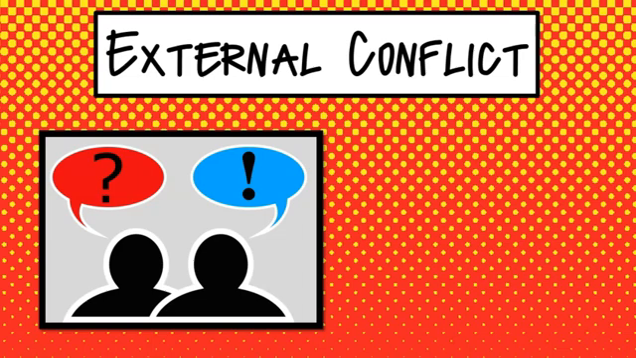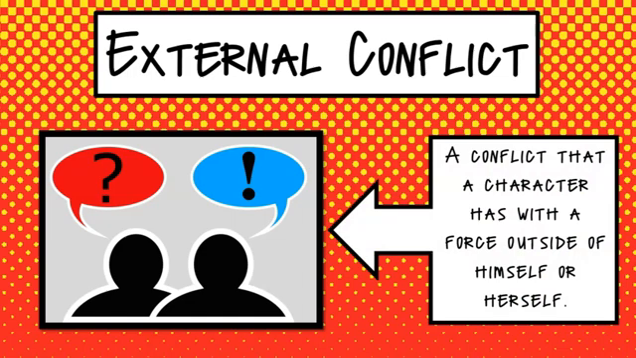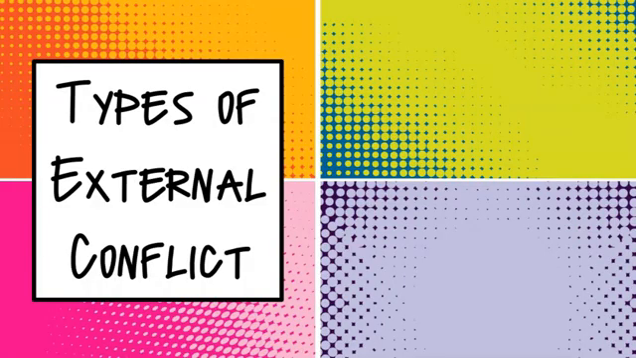The second type of conflict, external conflict, is a conflict that a character has with a force outside of himself or herself. There are many types of external conflict. Here are a few of them.